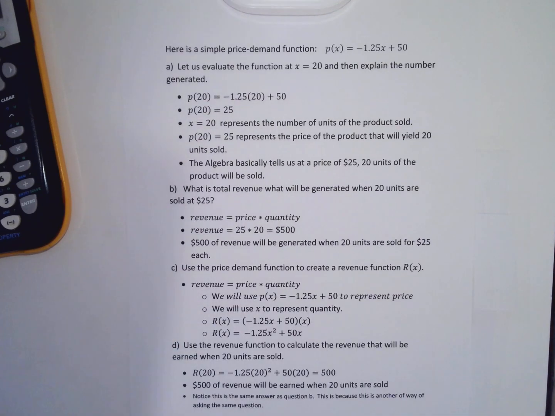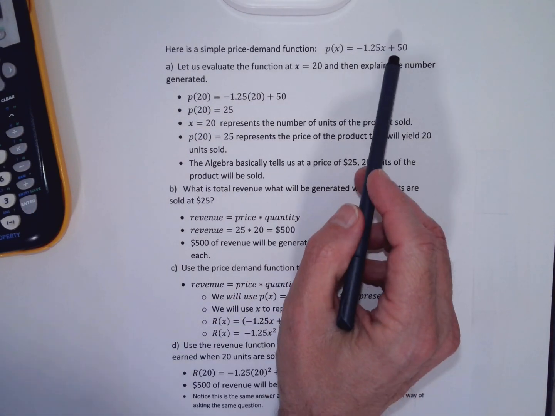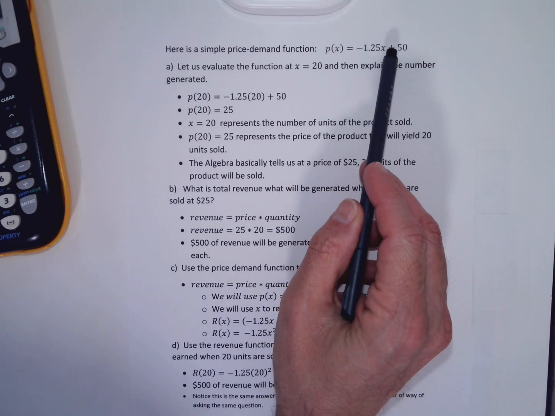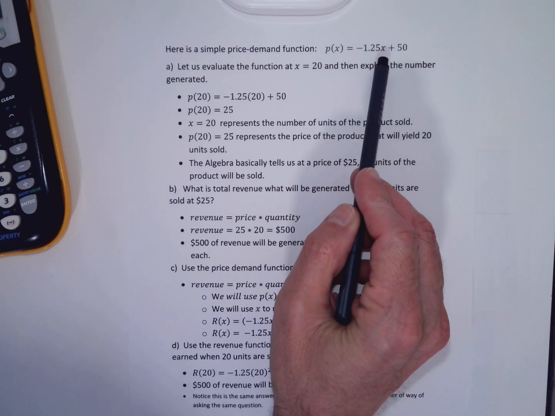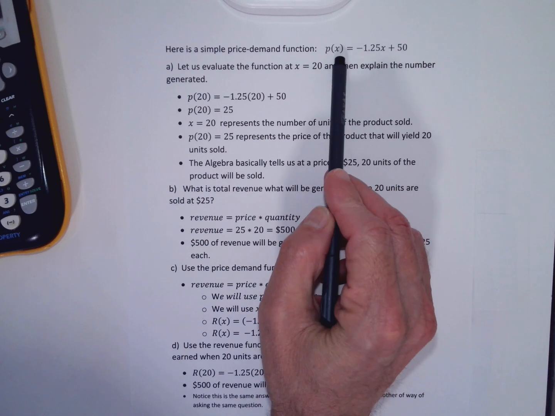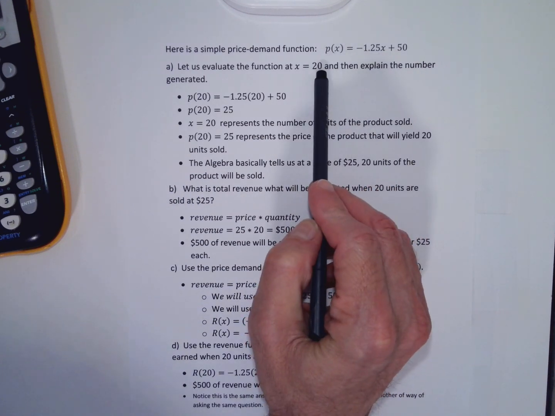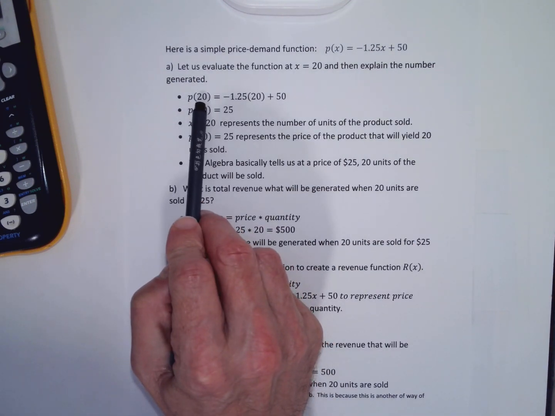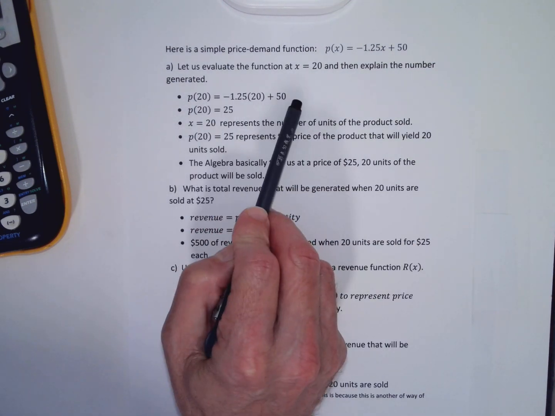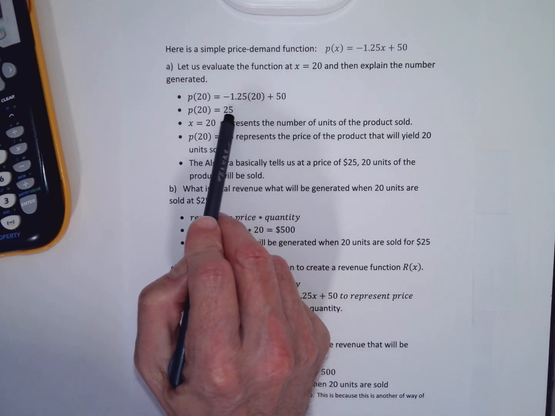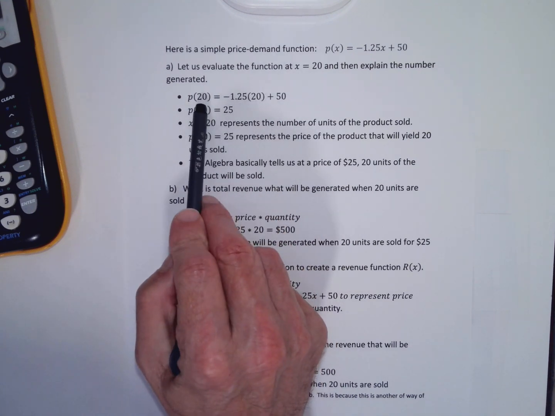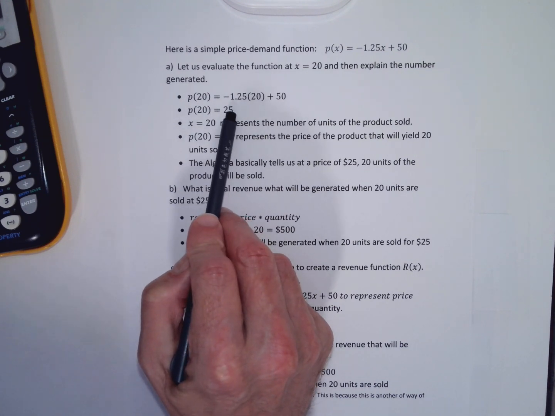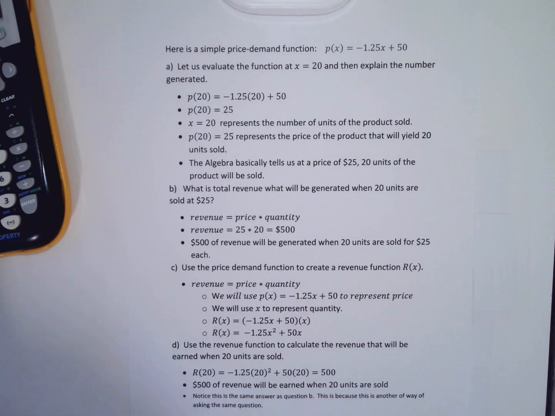So real quickly, here's a simple price demand function. If you tell me how many units of a product want to be demanded, I can tell you the price. If we plug 20 in for X, X stands for the number of units, so it says the price to sell 20 units. Plug the number in, do the algebra on your calculator, and you get 25. And again, the number in the parentheses, 20, represents the number of units. The number I get out is the price needed to sell that many units. So a price of $25 will sell 20 units.